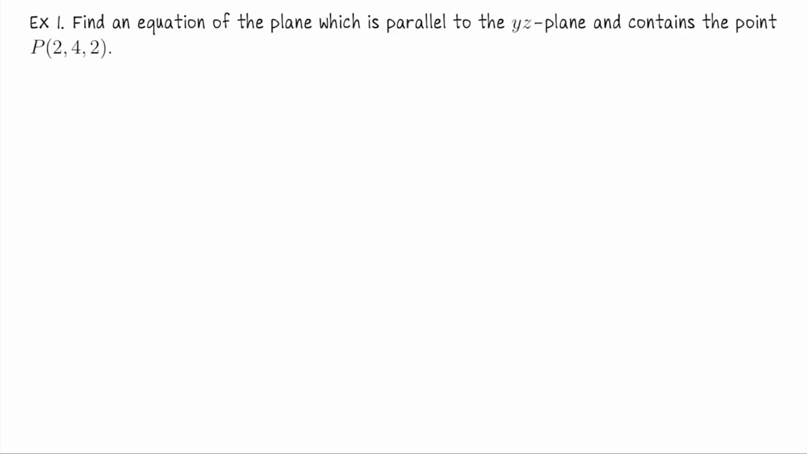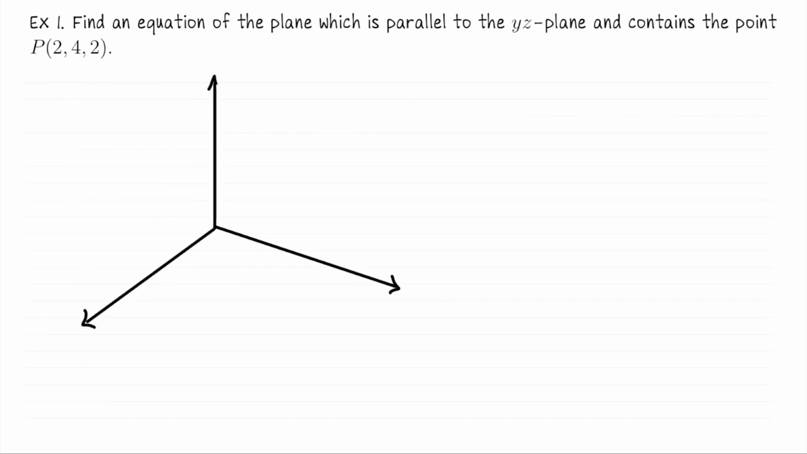Okay, so let's start with number 1. We want to find an equation of the plane which is parallel to the yz plane and which contains the point (2, 4, 2). To figure out what we need to do here, let's sketch R3. So here's the z-axis, the y-axis, the x-axis. So I'll label them accordingly. And then let's say this is the yz plane. That's one of our coordinate planes.